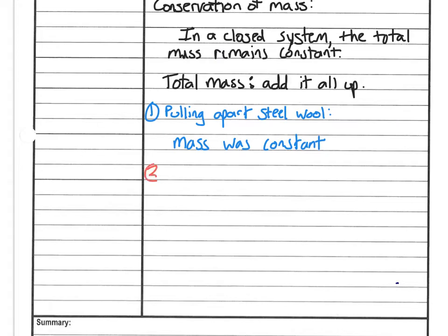So the second one was melting ice. And that one, we also saw that mass was constant. We did see, again, some small changes because some people had their water get a little bit warm and it started evaporating. We saw some steam coming off every now and then, but if we had put a lid on top, none of that would have been able to leave, and so we would have seen that mass was constant also.